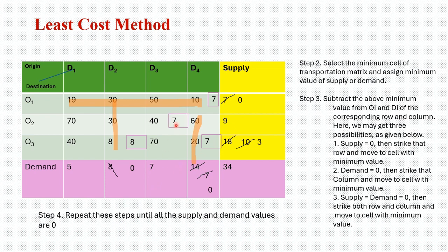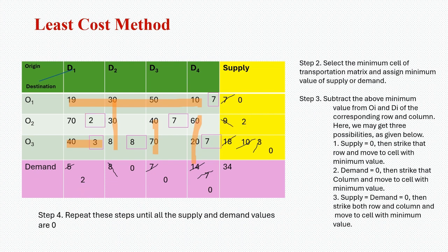Demand becomes 0, column is cancelled. Now we move to the cell with the next minimum value. This 40, here 3, here 5. Minimum value is 3. 3 minus 3 is 0 and 5 minus 3 is 2. Supply is 0, so row is cancelled. Now we move to the cell with the next minimum value, which is this, 70, here 2 and here also 2. Minimum value is 2. 2 minus 2 is 0, supply and demand are 0.